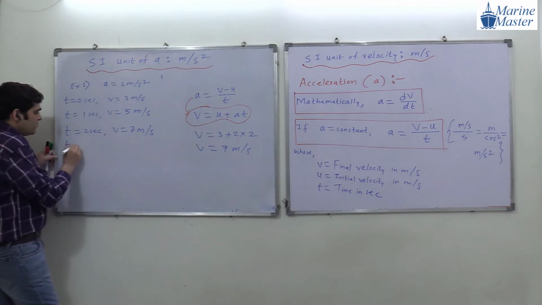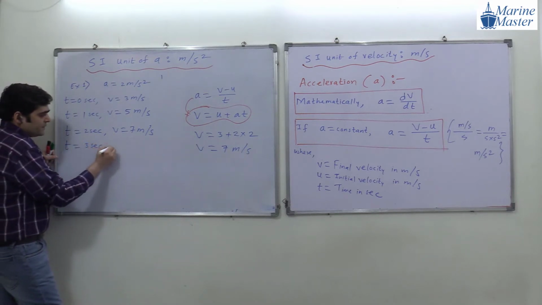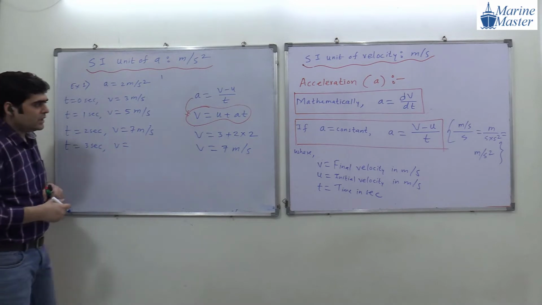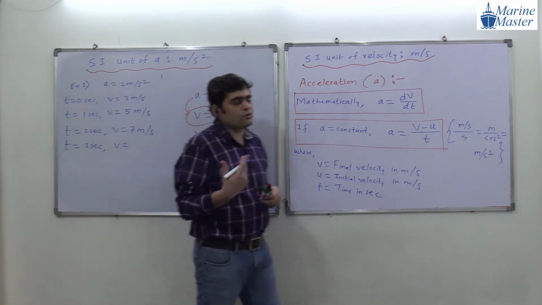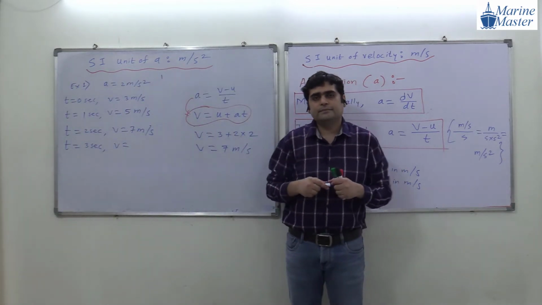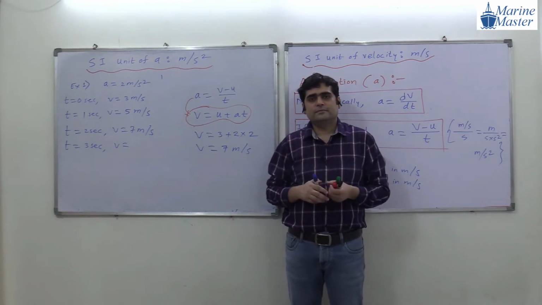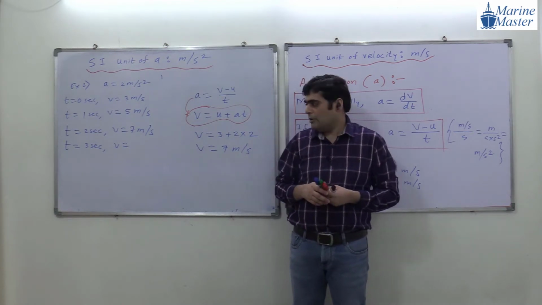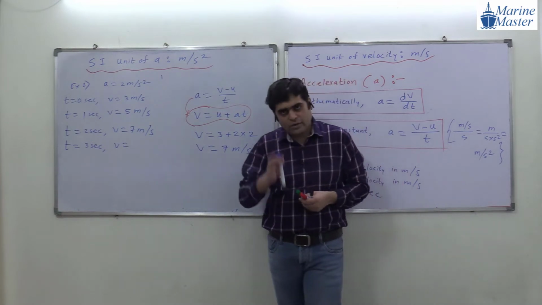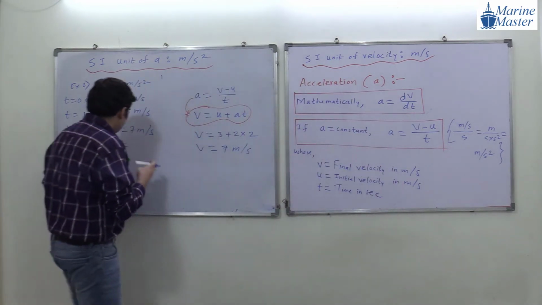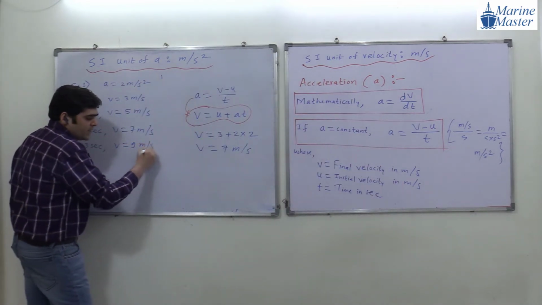Now suppose time is 3 seconds. What will be the velocity now? How much, guys? 9. Okay, correct. Very good. So this velocity will become 9 meter per second. How are we getting 9 meter per second?